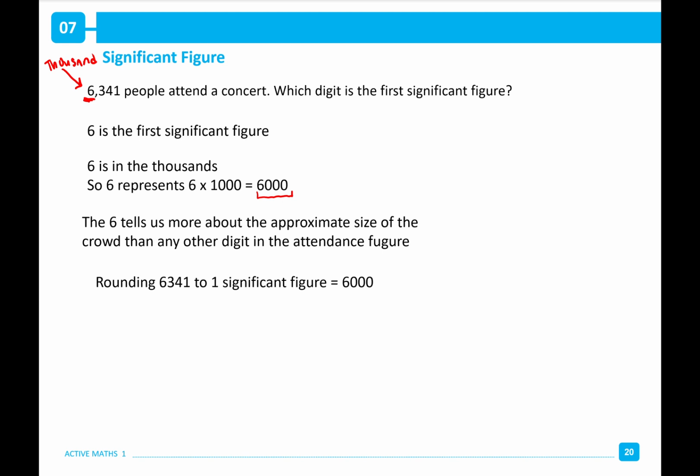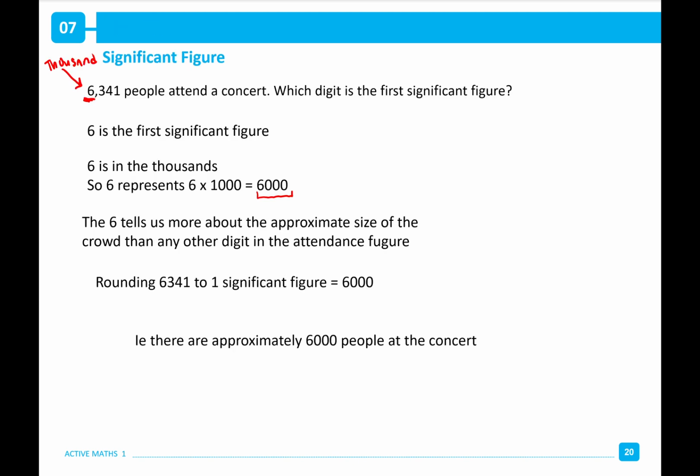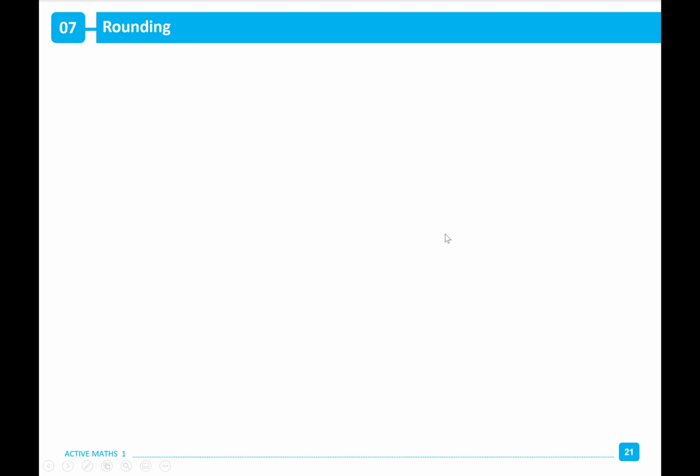Rounding 6,341 to one significant figure equals 6,000, i.e., there are approximately 6,000 people at the concert. A significant figure is a way to round a value to its closest approximate size. Let's look at an example.